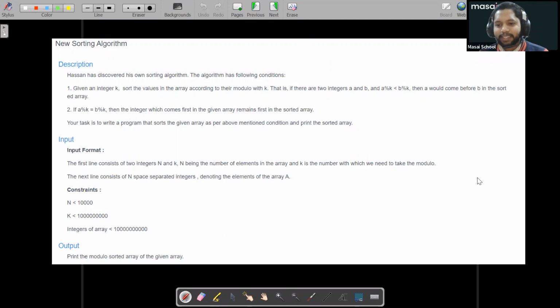Oh, there are some guys who are getting both the pair and the sorted array. That is great.